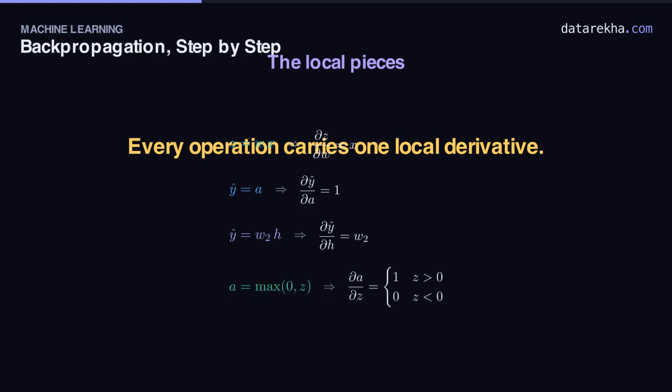The ReLU activation, max of 0 and z, is a gate. When z is positive, it's a straight line, so its derivative is 1. When z is negative, it's flat, so the derivative is 0. The gate is shut, and no gradient gets through. And the squared error loss, 1 half of y hat minus t, all squared. Differentiate it, and the 1 half cancels the 2 from the power, leaving just y hat minus t, the raw error. That clean cancellation is exactly why we keep the 1 half out front.